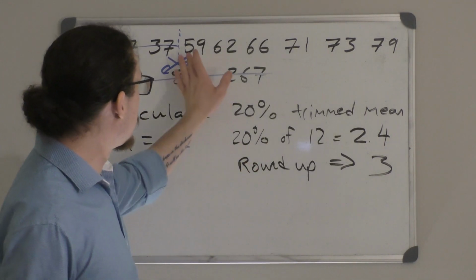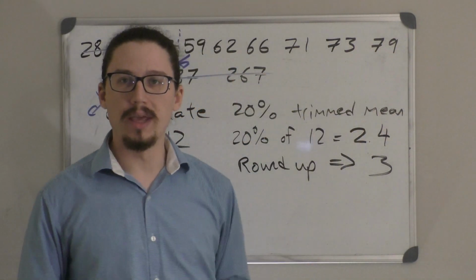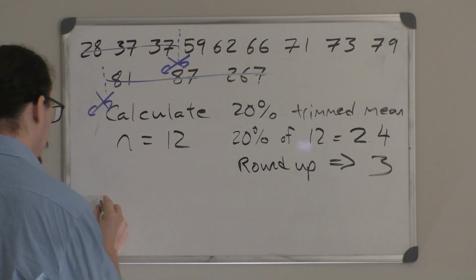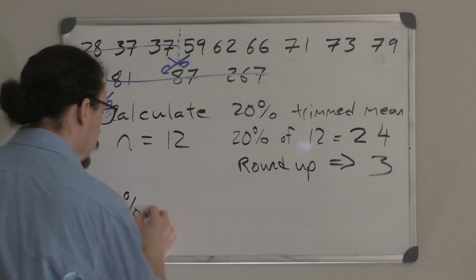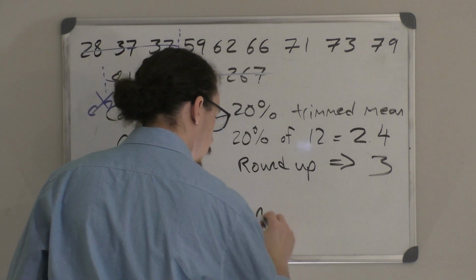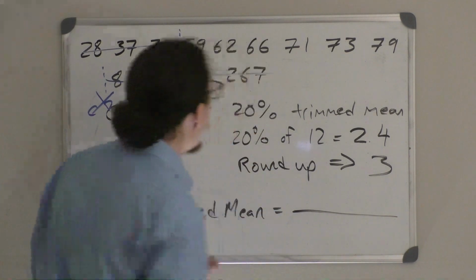Once we've done that, we are simply doing an arithmetic mean. So that's the hard part. That's the part that takes a little bit more work. Once we do that, we're just going to take the numbers that we have left and calculate an arithmetic mean with them.